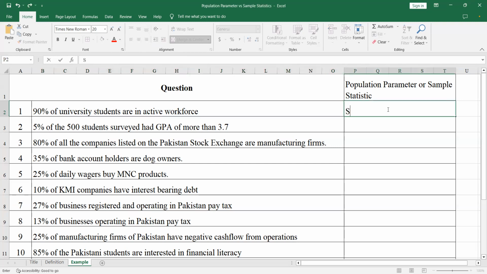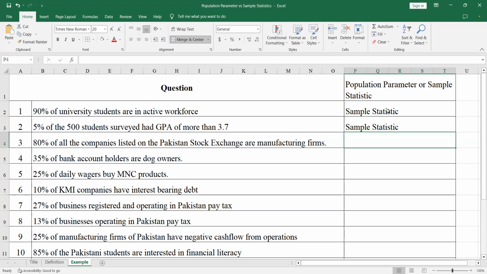So this is a sample statistic that you have applied to the entire population. 5% of the 500 students surveyed had a GPA of more than 3.7. So now we are sure we are given a sample, the 500 students surveyed. Of these, 5% people replied something. So this 5% is actually a sample statistic.